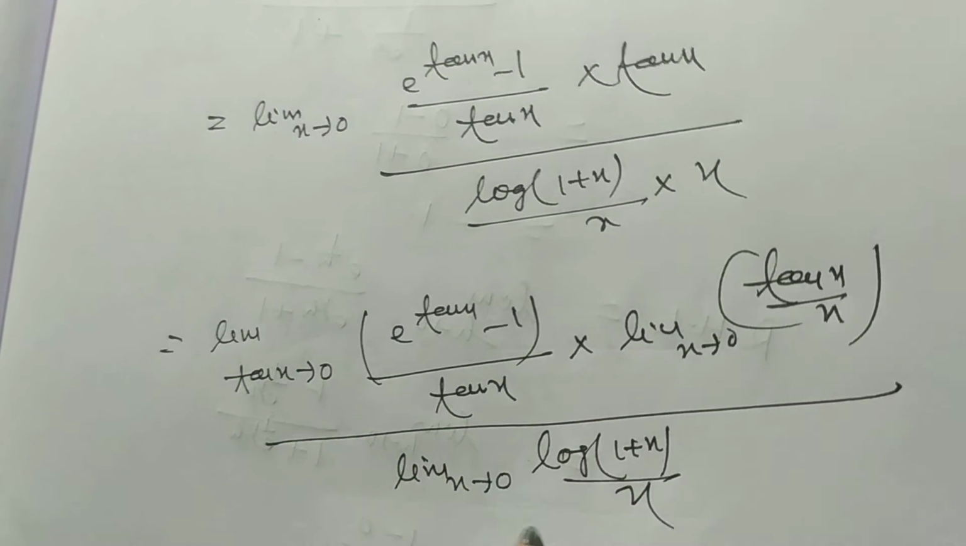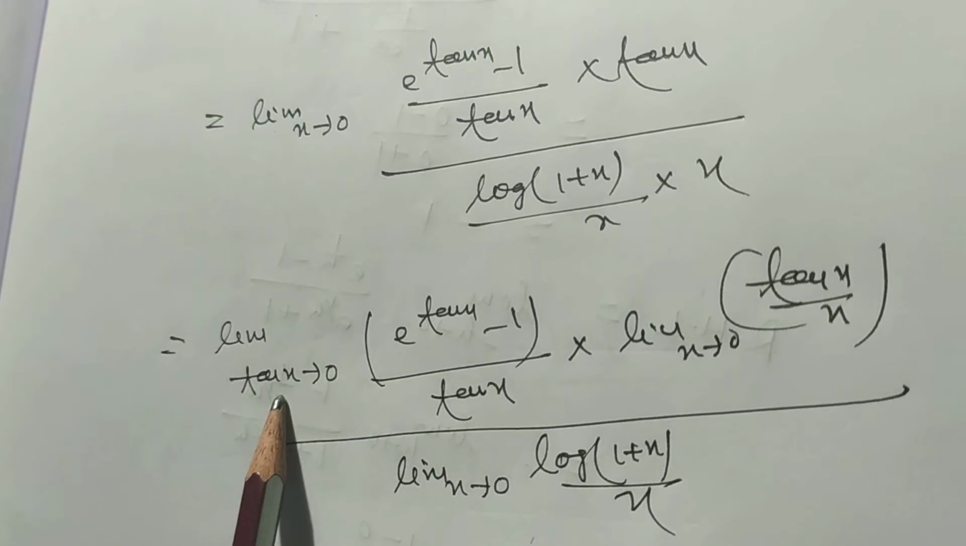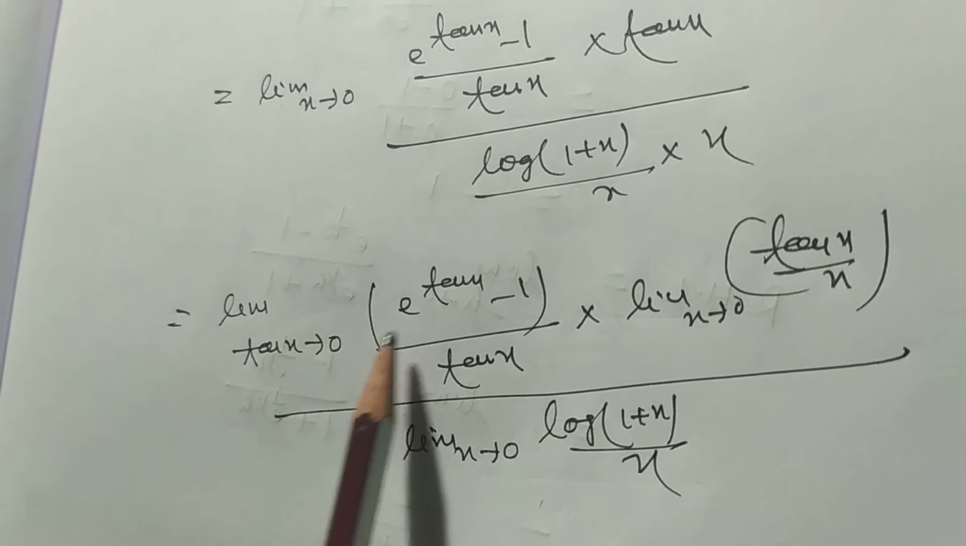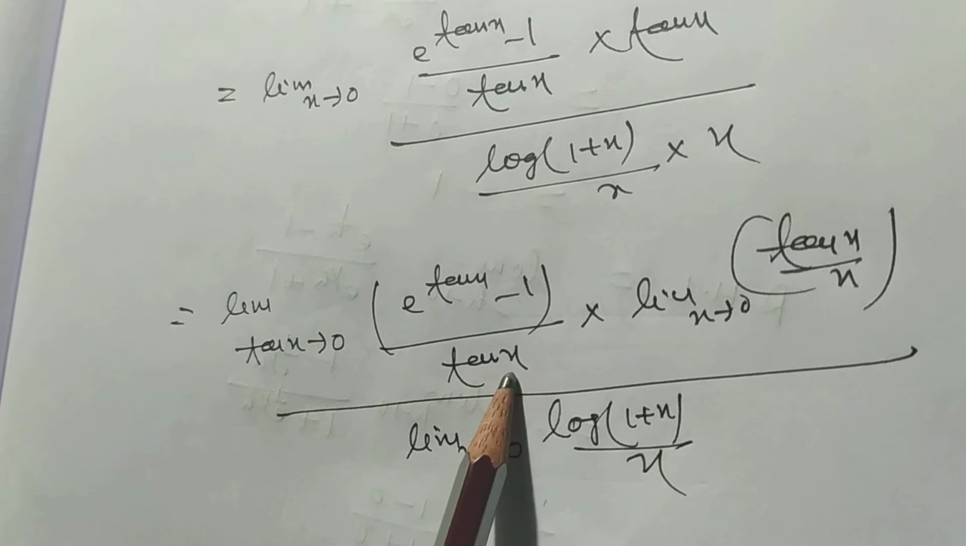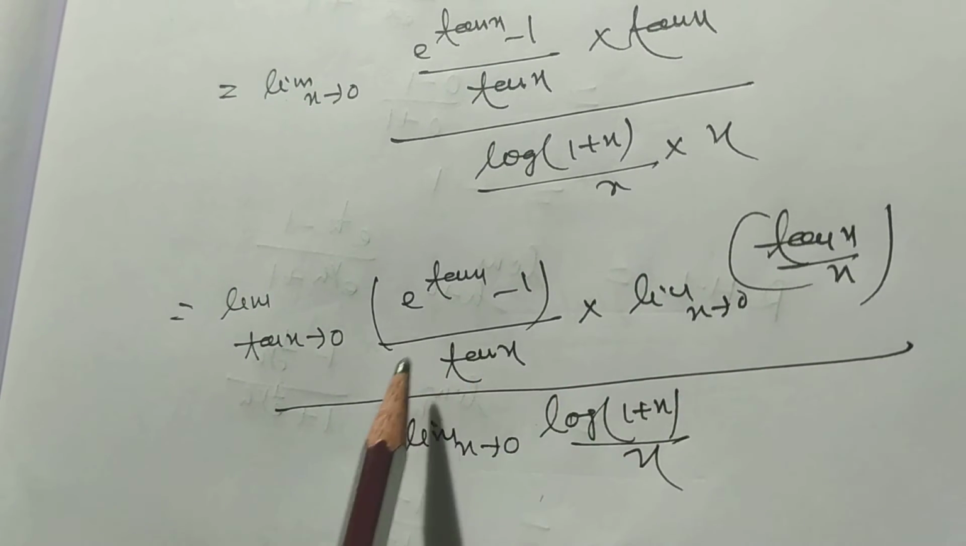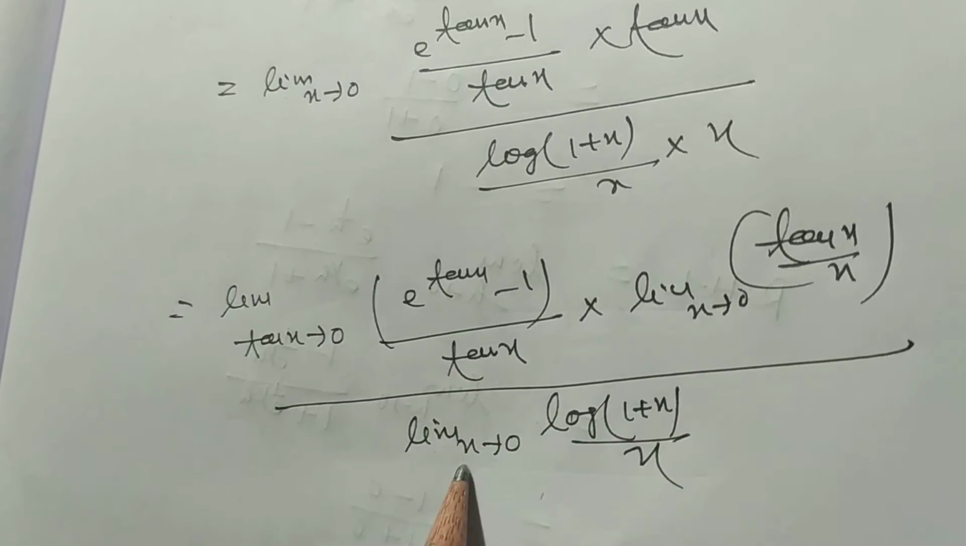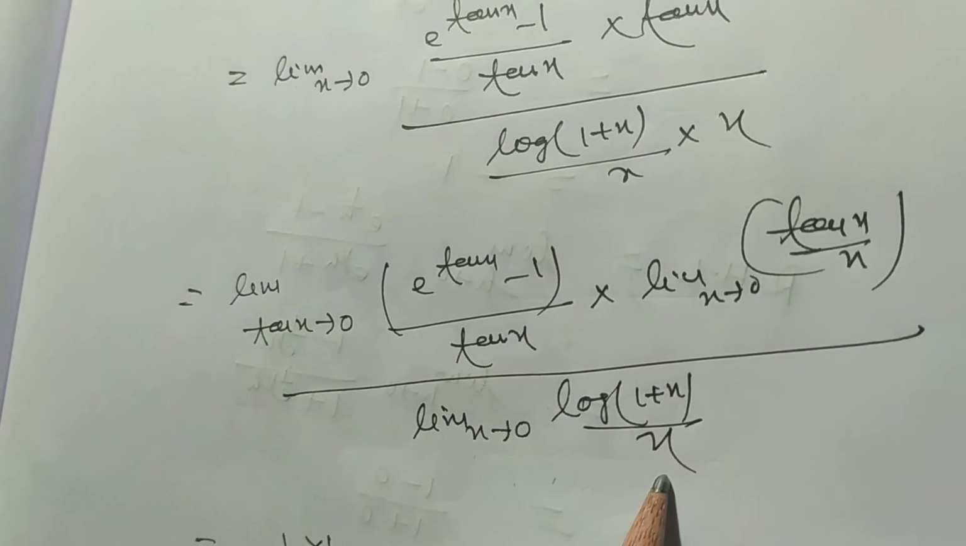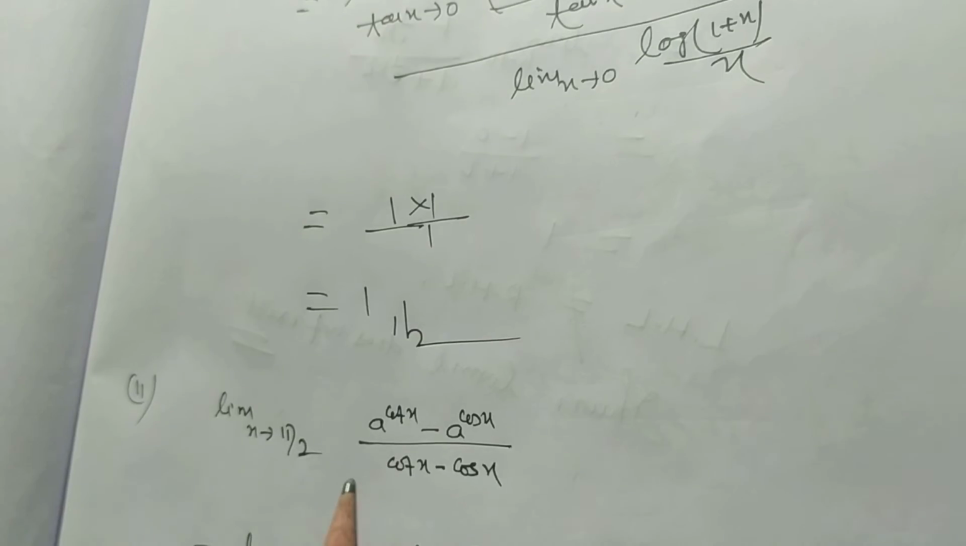Two are trigonometrical and one is logarithmic. And the value of limit 10x tends to 0, (e to the power 10x minus 1) by 10x into limit x tends to 0, 10x by x. This will be 1, this will be 1. Limit x tends to 0, log of (1 plus x) by x is equal to 1.